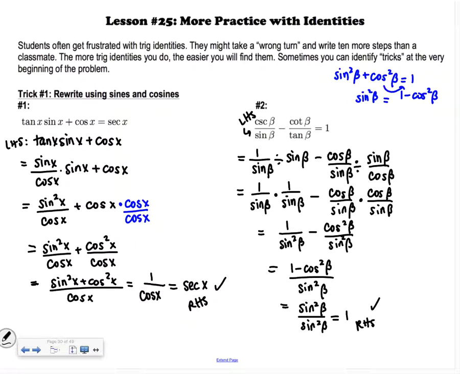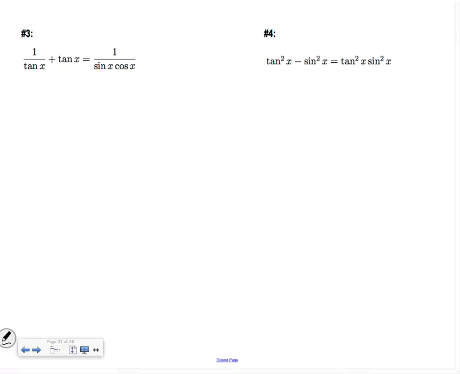On our next identity, again, we have more where we're changing things to sine and cosine. Again, you should be trying these first and then watching to see if you're getting it correct. I have 1 over tangent of x, which is the same as cotangent of x. Let's start with our left-hand side, but we really want to change it into sines and cosines. So you can do the step where you say 1 divided by tangent, which is sine over cosine, plus tangent, which is sine over cosine.